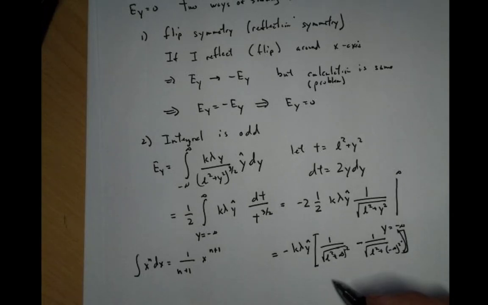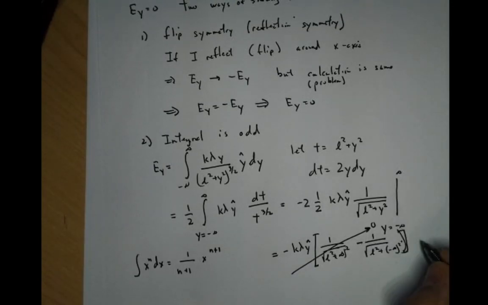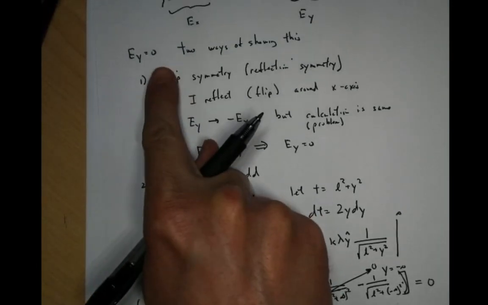1 over infinity is always 0, but on the other hand, you can also say that these two terms are exactly identical to each other. So in fact, this entire thing goes to 0. And so this has to be 0. Okay, so that's the two ways of arguing it. That basically gives you EY now.